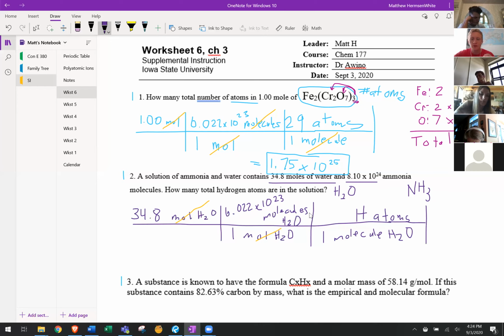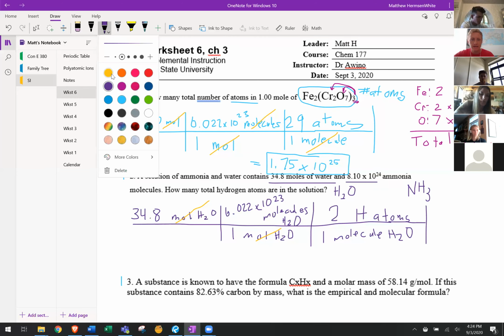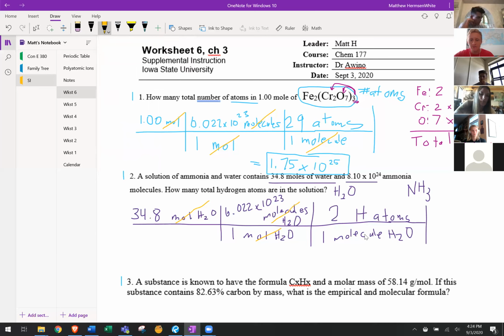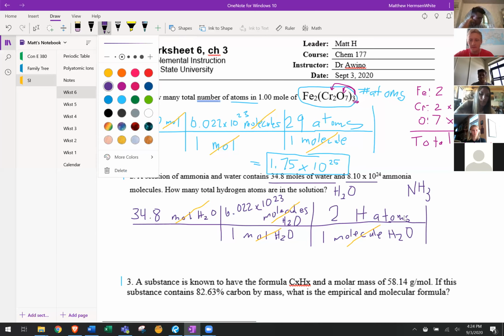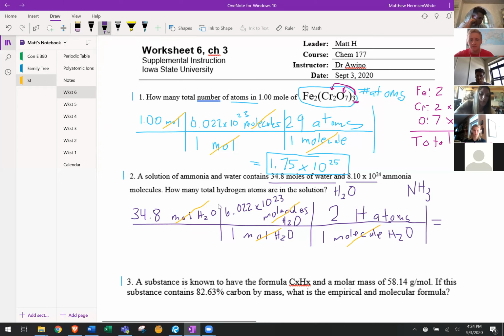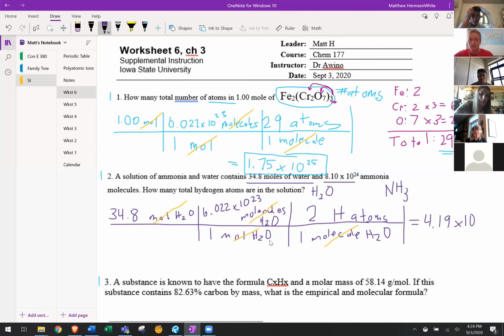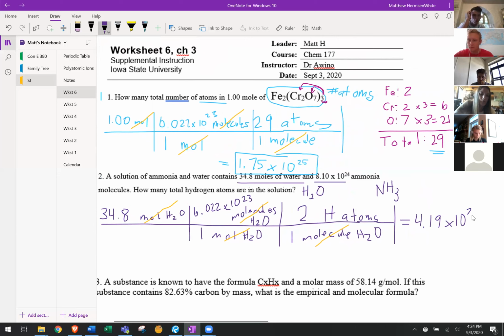How many hydrogen atoms are in 1 molecule of H2O? Well, you just look at the formula. It says H2O. So there are 2 hydrogens in 1 water. So again, if you're doing it right, your units, molecules of water, cancel. And now you can do your calculation. Multiply across the top and divide the numbers across the bottom. If you do that, you should get 4.19 times 10 to the 25th hydrogen atoms.